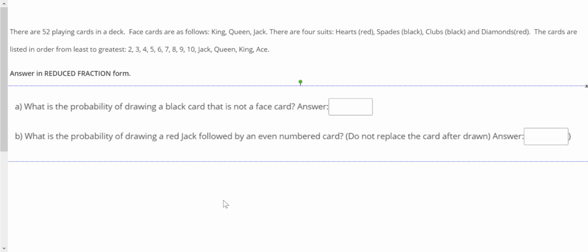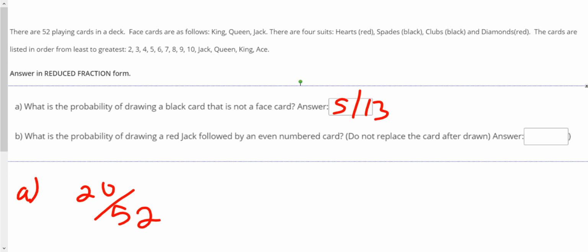What we want to think about is we've got 52 cards, of course, so we're going to end up with something out of 52. If you were to figure out how many cards are black that are not a face card, you would end up with 20 total there. You simplify that, you get 5 out of 13.